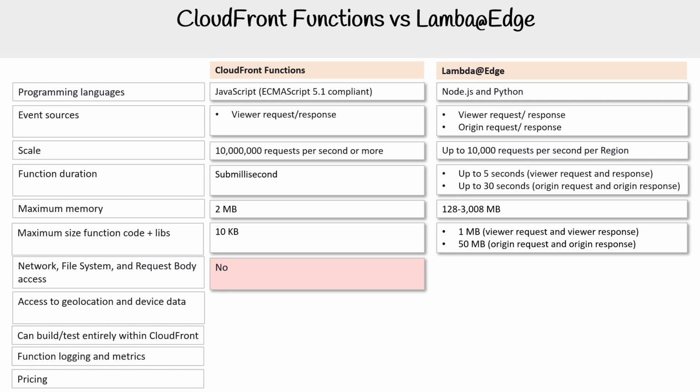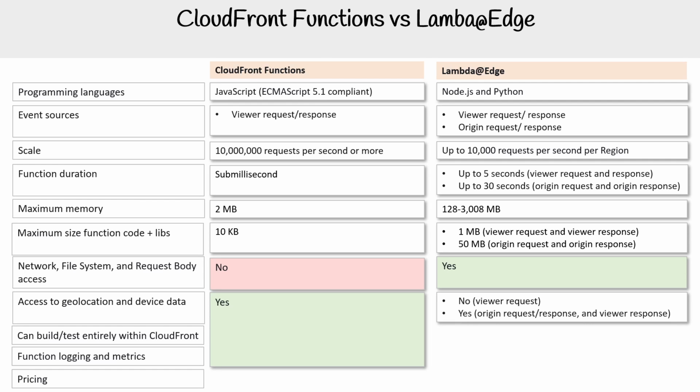Network file system body request access. We do not have that for CloudFront Functions, but we do for Lambda@Edge. For geolocation data, device data, build and test entirely within CloudFront, and function logging and metrics are all yeses for CloudFront Functions. For Lambda@Edge, for geolocation and device data, it's not for the viewer, but it is for the origin. You cannot do build and test entirely within CloudFront. You do get logging and metrics.